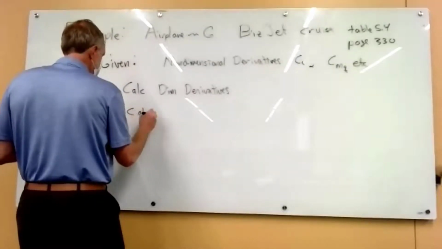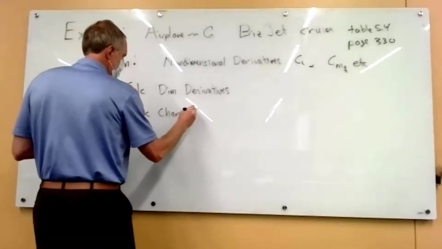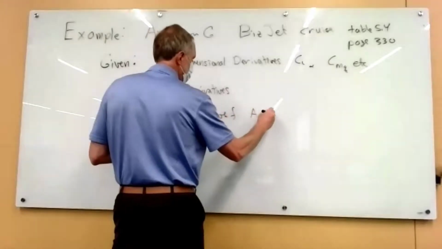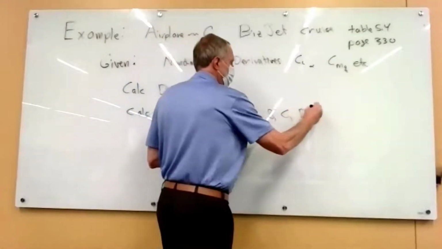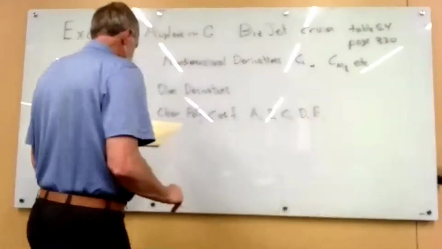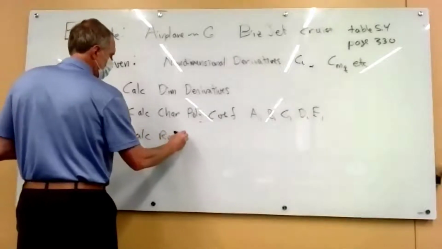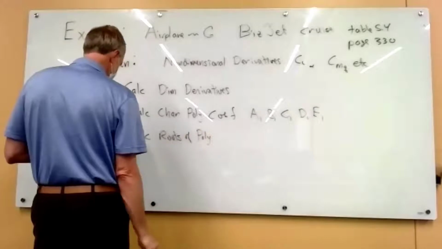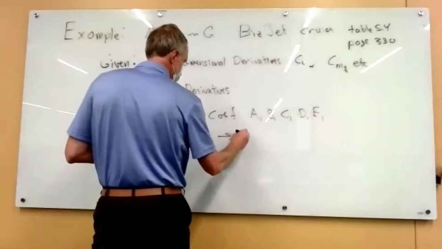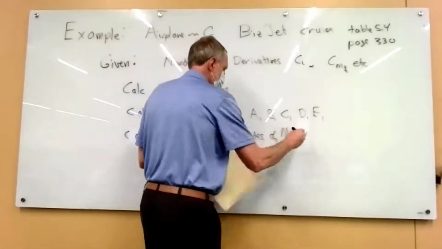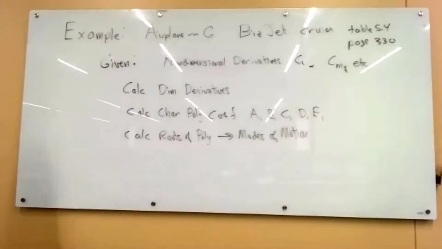And then the characteristic polynomial coefficients, the A1, B1, C1, D1, E1. And then we're going to calculate the roots of the polynomial and look at the different modes. So get out your calculators, because I'm going to give you the formulas and the data, and you're going to calculate.